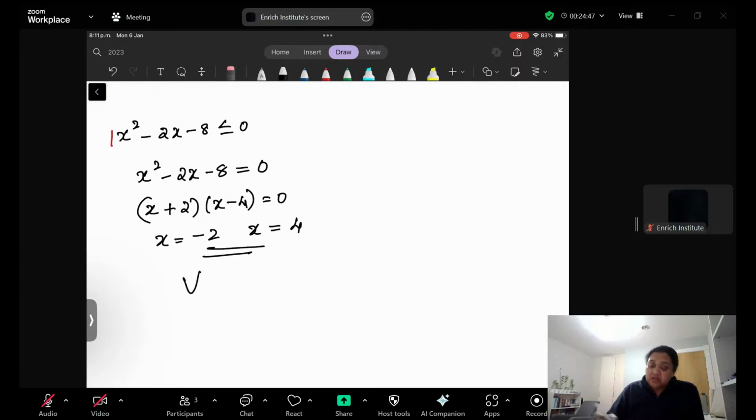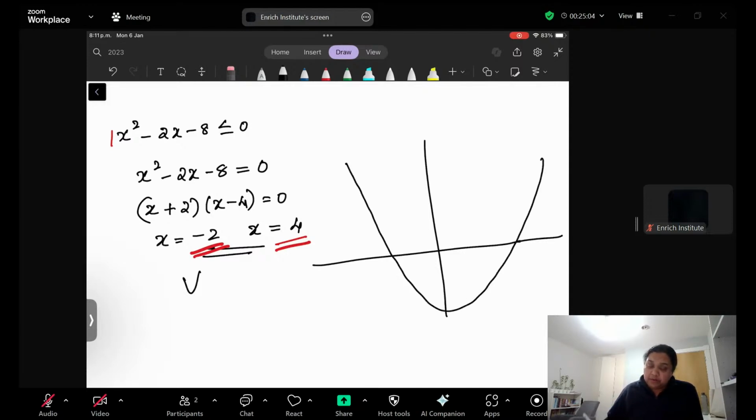And within this, these minus 2 and 4, which are called roots of the equation, that is where this graph will touch the x-axis. So if you have a graph like this, because a is positive, you know that the graph is going to be U-shaped. And one point will be minus 2 and one point will be 4. So whenever you're drawing a graph, if you have the roots like this, this is how you draw the graph. It's very, very easy.